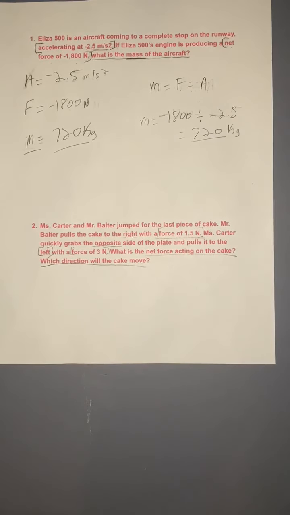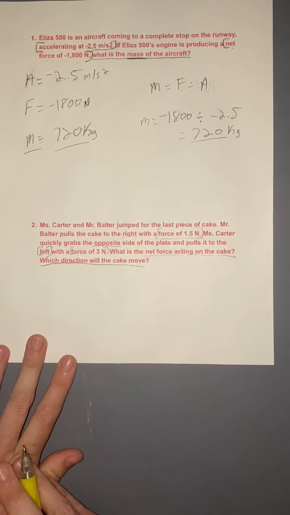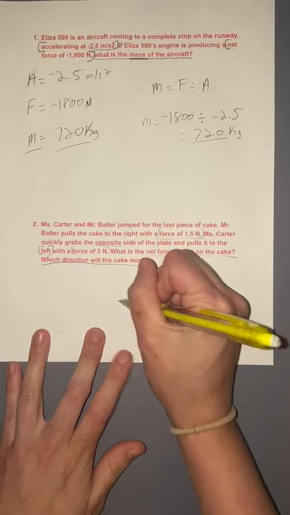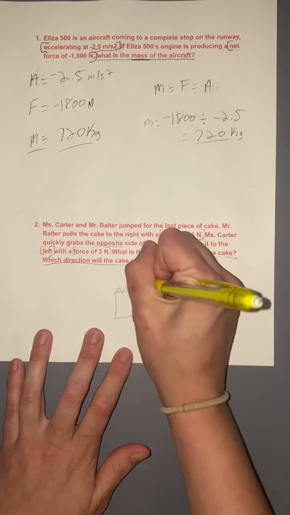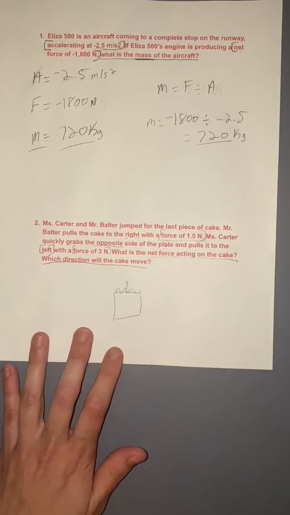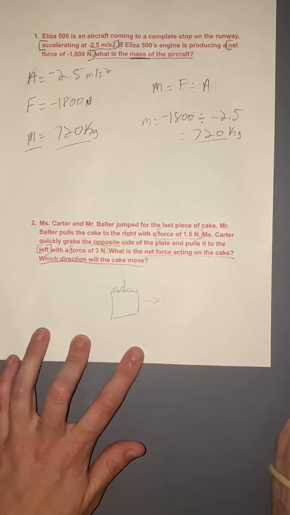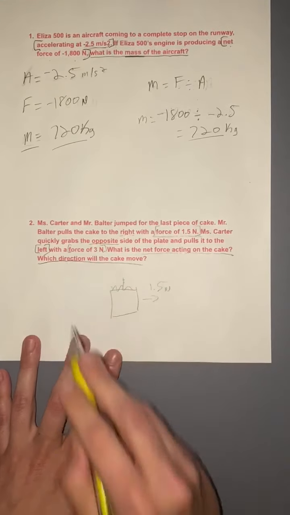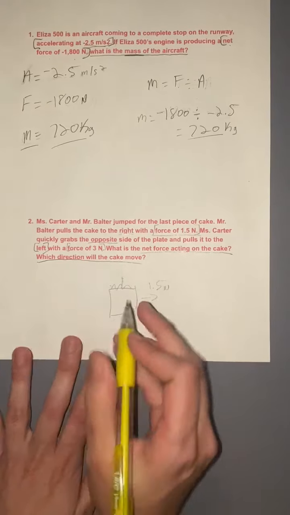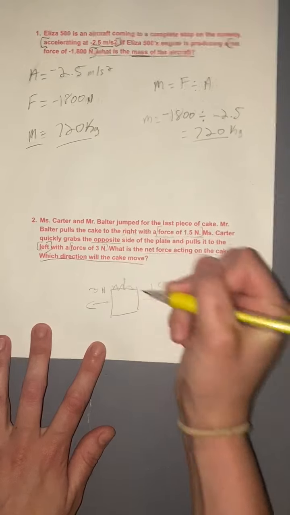Okay, here is where drawing a picture is really going to come in handy. Going back and rereading my question with the information I have underlined. Mr. Balter pulls the cake. Let's go ahead and draw our cake. And it's got a candle on it. Okay, that's our cake. Mr. Balter's pulling the cake to the right. He's pulling the cake to the right with a force of 1.5 newtons. Miss Carter's grabbing it from this side and she's pulling the plate to the left with a force of 3 newtons.